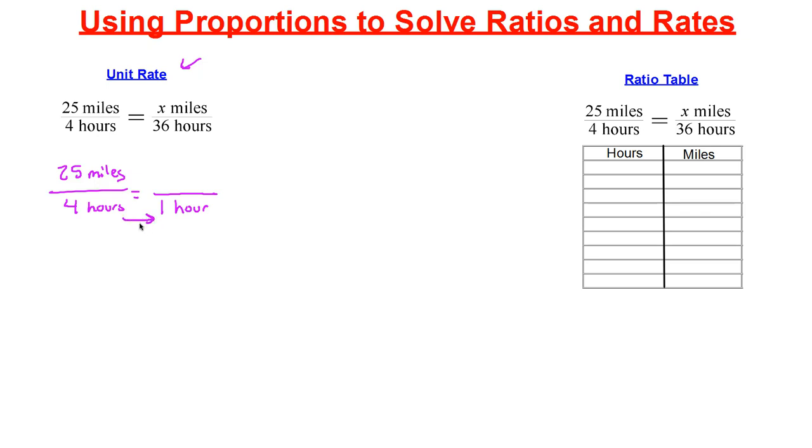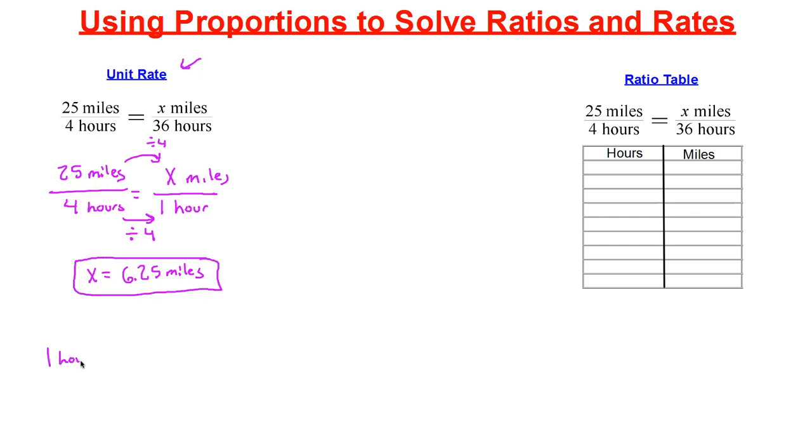So in order to find the unit rate, all you really have to do is create a proportion, and then you're going to divide by the denominator. Okay, so 25 divided by 4 is going to leave me with 6.25 miles. So what I could say is that for every 1 hour, I'll travel 6.25 miles. This is my unit rate. And then from here, I could figure out how many ever miles I want. 36, 74, 83, 83 and a half. So it just makes this a lot easier.